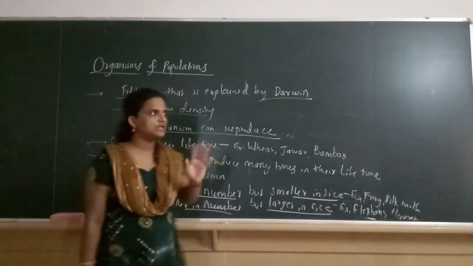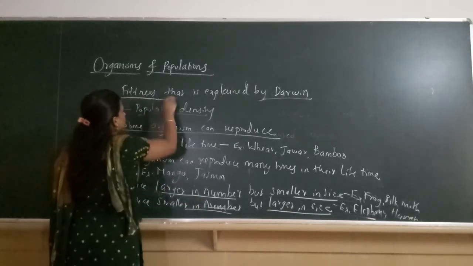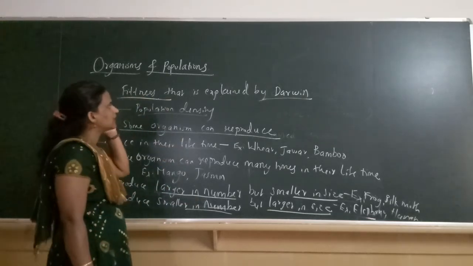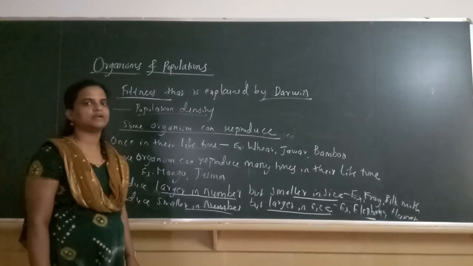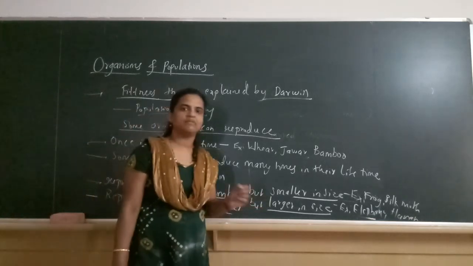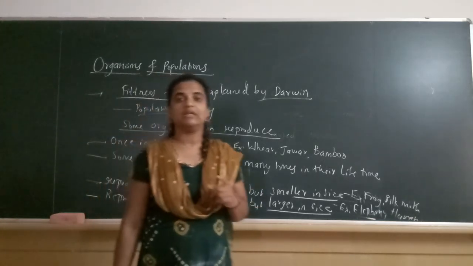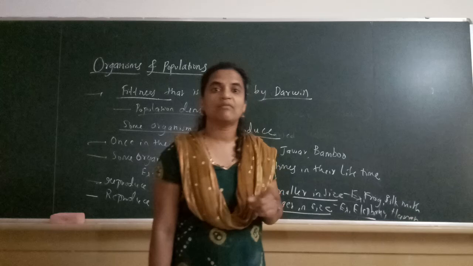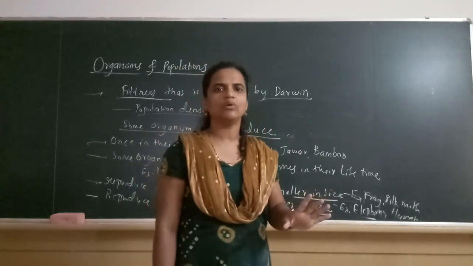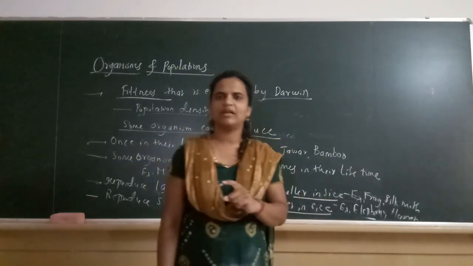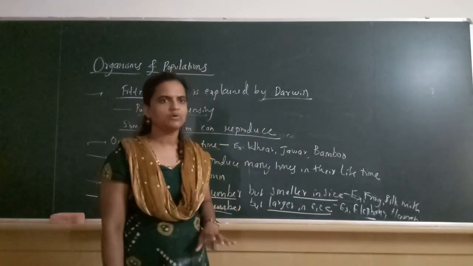Okay, all these are explained by fitness, that is explained by Darwin. One of the rules of Darwin is survival of the fittest. Who is going to be fit? That organism is going to survive. We make a struggle, and that organism is going to survive.